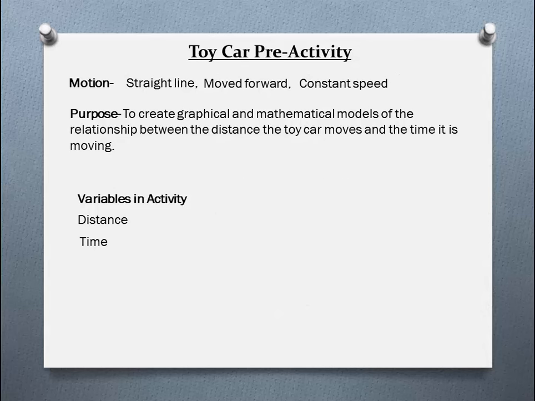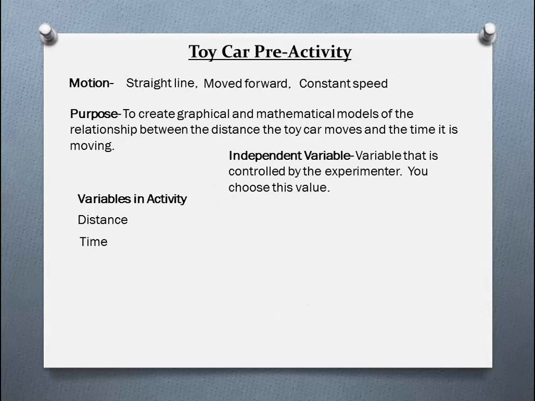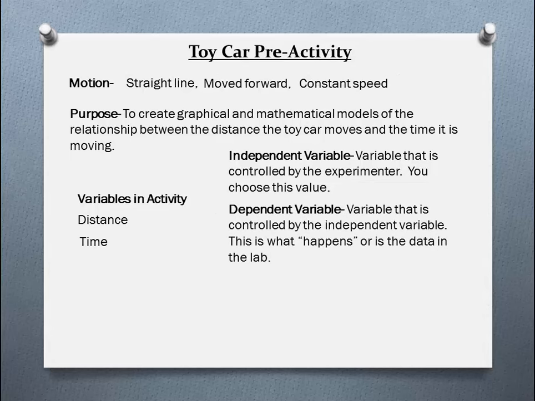An independent variable, if you remember, is a variable that would be controlled by the experimenter. This is something that you're going to be choosing. We know that the independent variable is also graphed on the x-axis. The other variable is a dependent variable. That's a variable that is controlled by the independent variable. A lot of times I'll say this is kind of what happens. So you choose the independent variable, and the dependent variable happens from that choice.